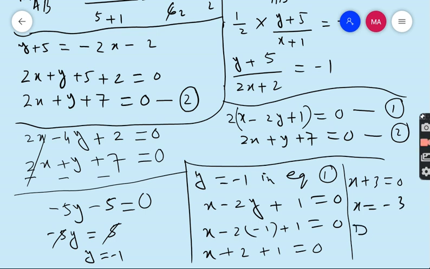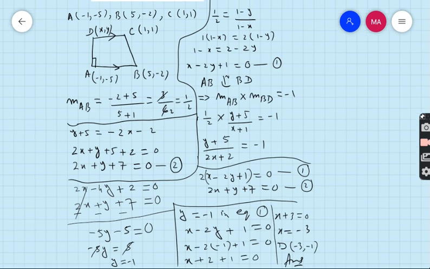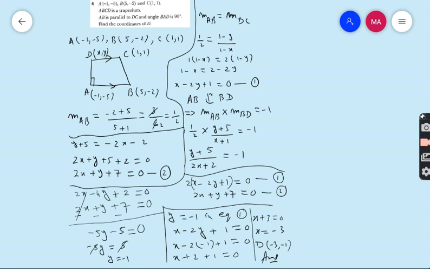Hence the coordinates of the point D is minus 3, minus 1. This is our final answer. So a little bit long but very easy. So this is the whole summary of the question, and you see a little mistake, just a sign mistake, can change the whole answer. Okay, so be careful about the signs.